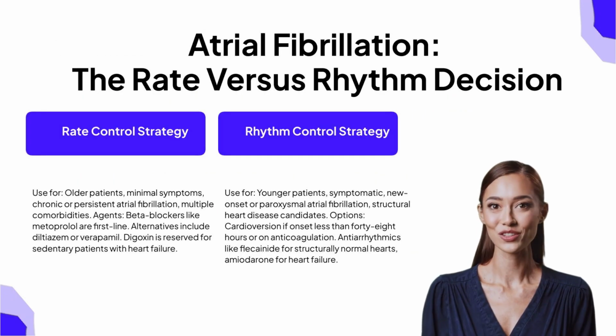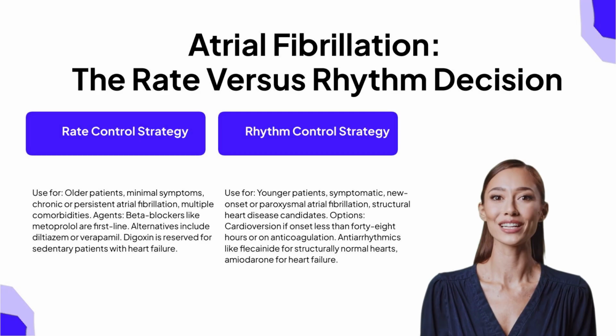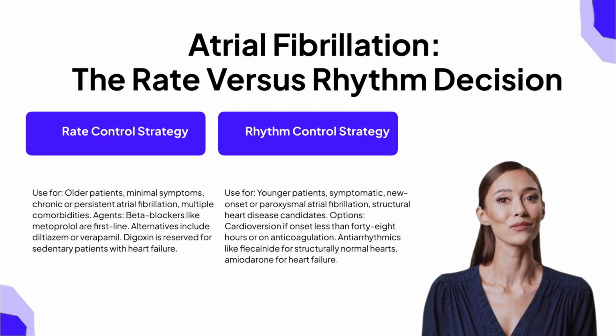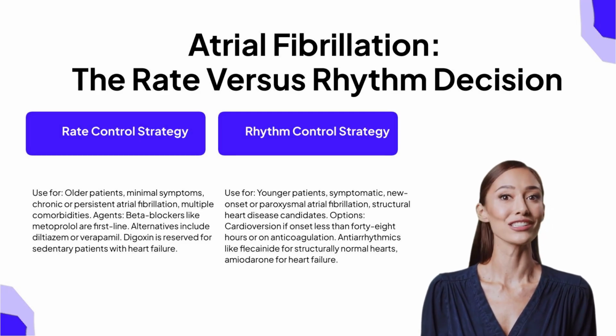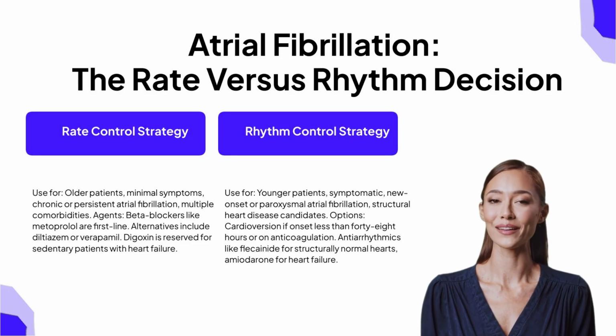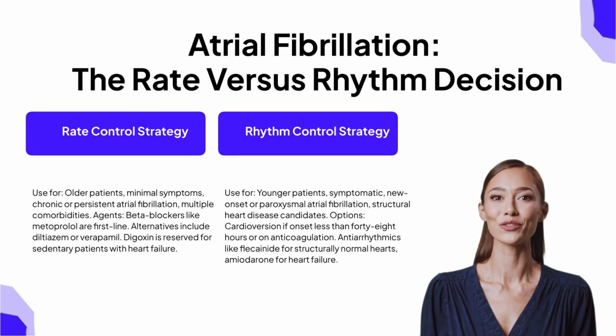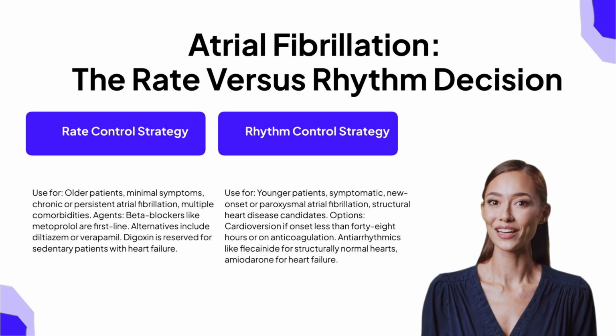Let us start with atrial fibrillation, specifically the rate versus rhythm decision, which is a common board question. Rate control is your go-to for older patients with minimal symptoms, chronic or persistent atrial fibrillation, and those with multiple comorbidities. First-line agents are beta blockers like metoprolol, with calcium channel blockers like diltiazem as alternatives. Digoxin is reserved for sedentary patients with heart failure.